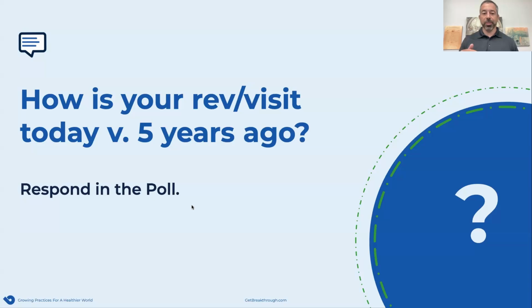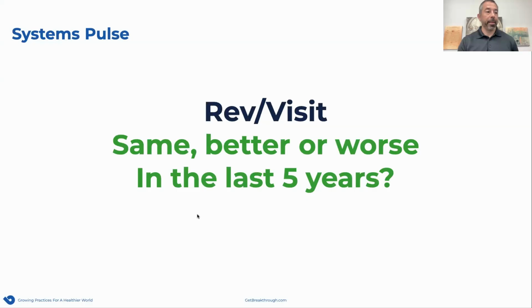Here are the results. So worse, our revenue per visit is worse, is 42% of us. Not great. And we'll talk about why that's an issue. Better is 31%. The same is 27%. And with our private practice, as many of you know, I'm a private practice owner as well. We're in the worst category. So I'm right there with you. All right.